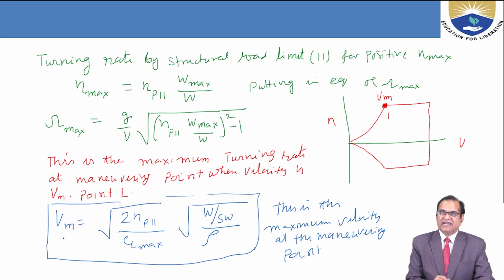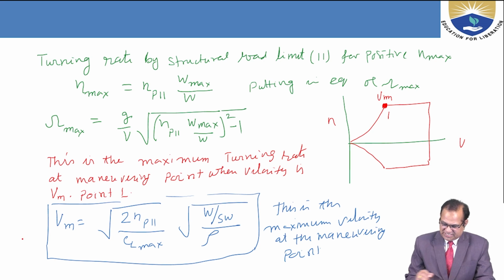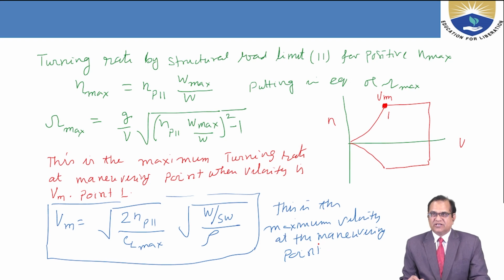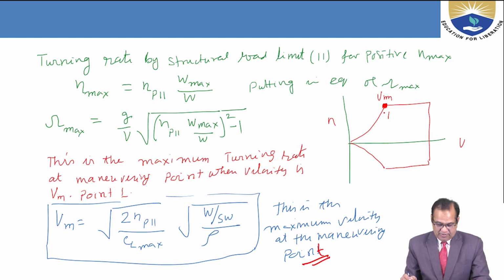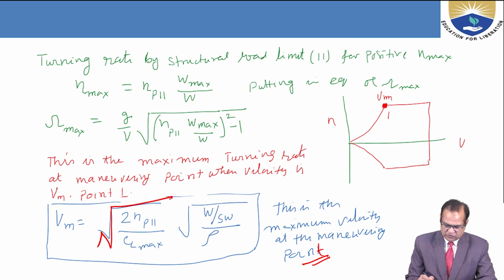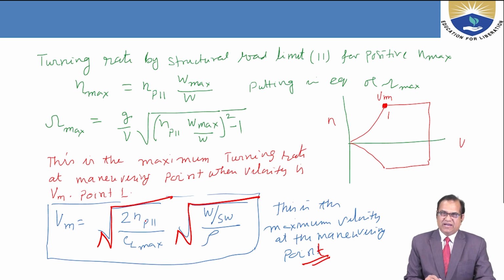And so this velocity at point 1, Vm, is equal to under root 2 NPLL divided by CL maximum, under root W by S_W by rho. So this is the maximum velocity at the maneuvering point. If you want to find out the velocity at the maneuvering point, you have to use this equation: 2 NPLL, where NPLL is the positive load factor limit, divided by CL maximum. So here is the positive NPLL, this point, and this is the negative load factor. It is a positive load factor, it is a negative load factor. So W by S_W divided by rho.